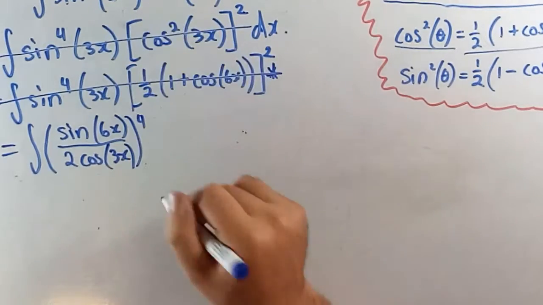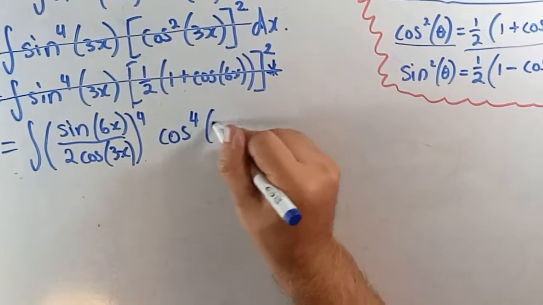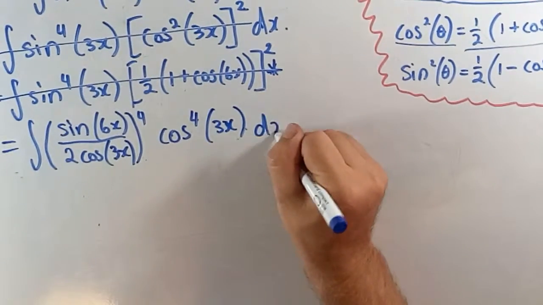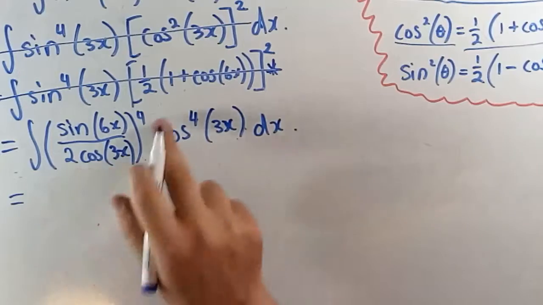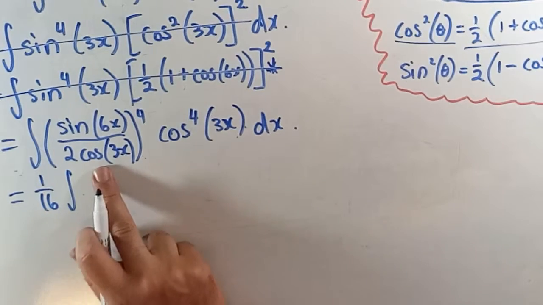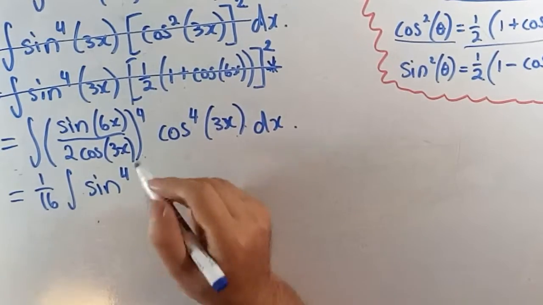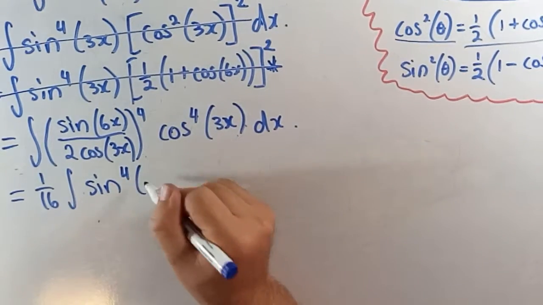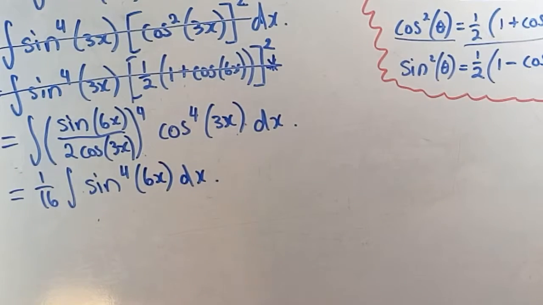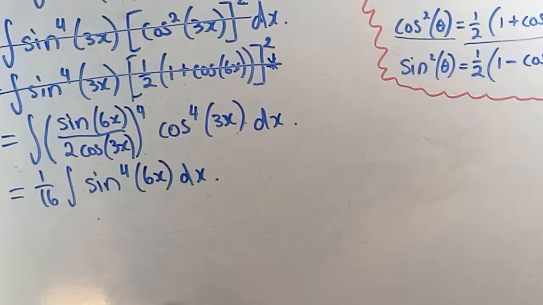Okay, now I'm back up to here, and I've gone cos to the 4 of 3x. Right, just rearrange this one, because now what do I get? I get 2 to the power of 4, bring that out the front, 1 on 16. Okay, so now my cos of 4x is going to cancel out with that one, and I just end up with a sine to the power of 4. This may have worked, but this looks much better. Okay, I'm pretty happy with that so far.